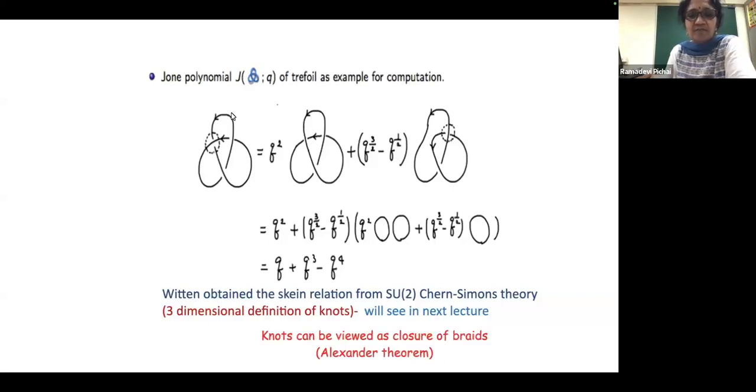The other salient aspect of knot theory is that knots can also be obtained from braids. Technically, Alexander's theorem says that a closure of a braid gives you knots. I will try to pictorially show you how this can be understood.